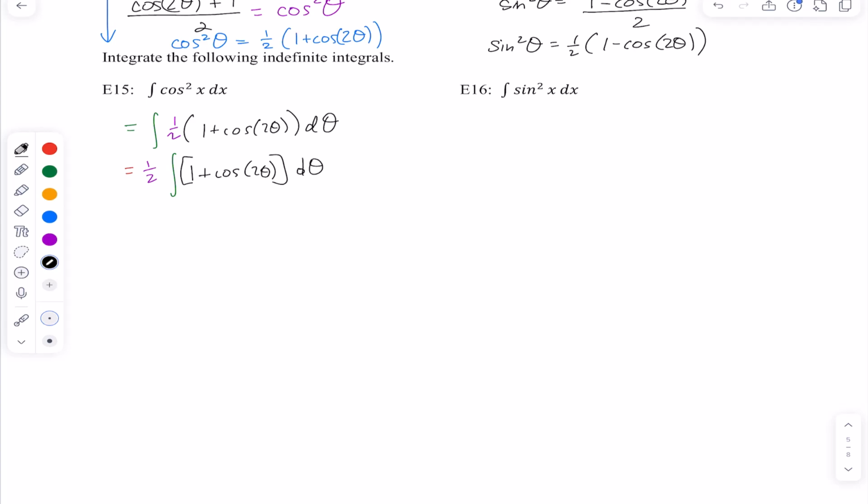Now we see a function living inside another function, and we're going to attempt to make a U-substitution. From there, we'll write differentials. We now see that 1/2 du is equal to d theta. We're ready to anti-differentiate this.